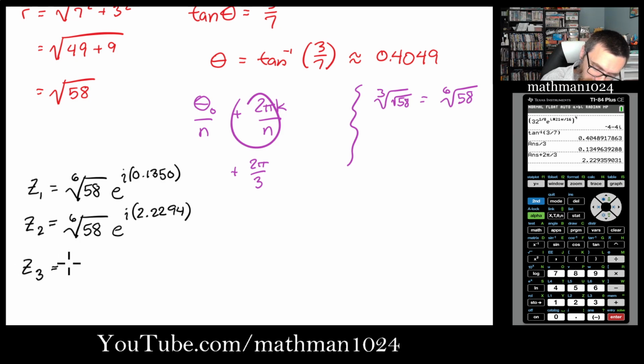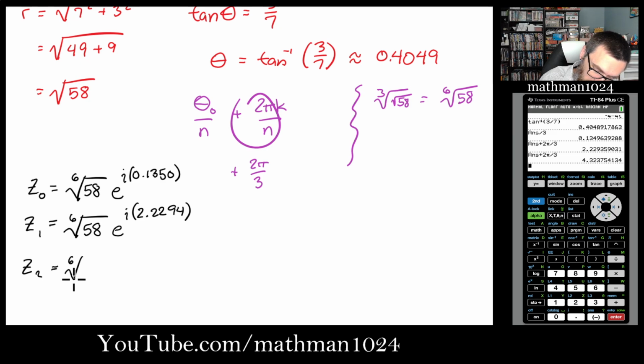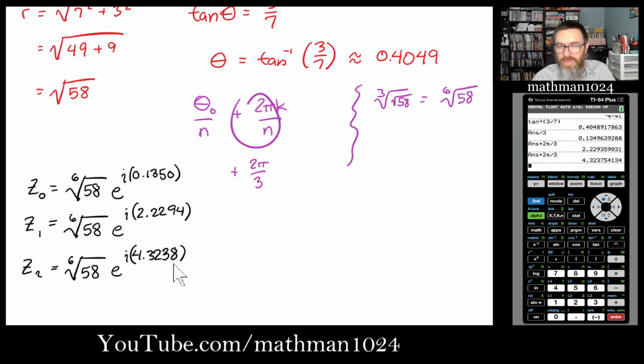And then the last, I'm not doing these right. Because the way they want you to write these guys, this is your first root, down to your last one. All right, so let's add another 2 pi over 3. So the 6th root of 58, e to the i, 4.3238. Now, I'm rounding here, so I know there's going to be a few issues.